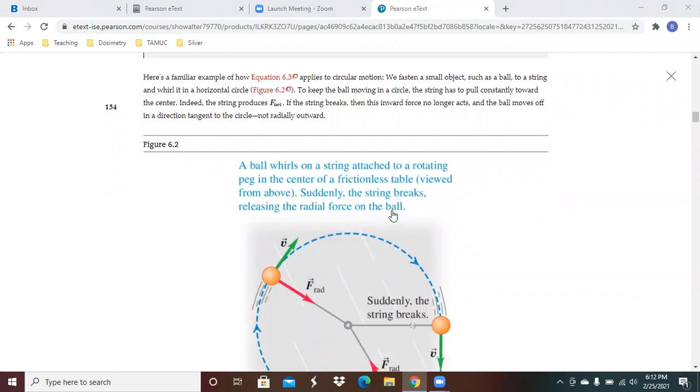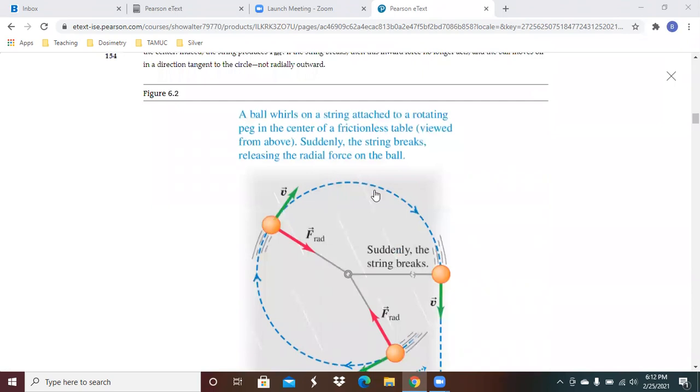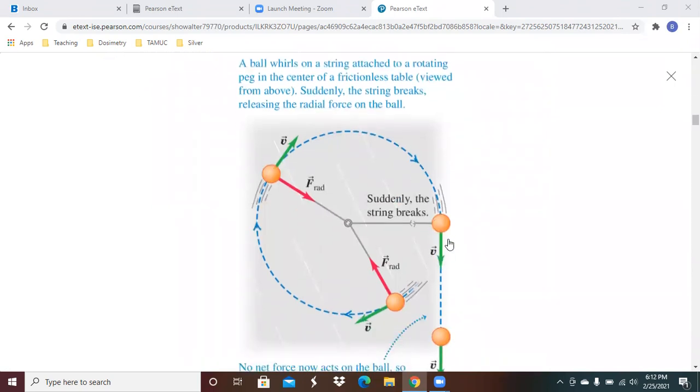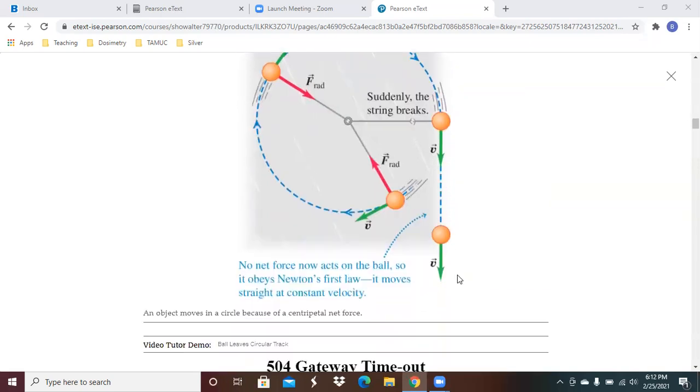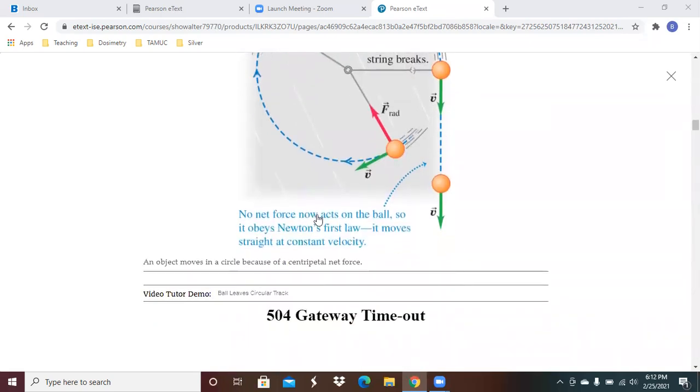So here's an example of how the equation is going to apply to circular motion. We've got a ball that whirls on a string attached to a rotating peg in the center of a frictionless table. Then suddenly the string breaks, which releases the radial force on the ball. So no net force now acts on the ball, and it will obey Newton's first law. It moves in a straight line with constant velocity.